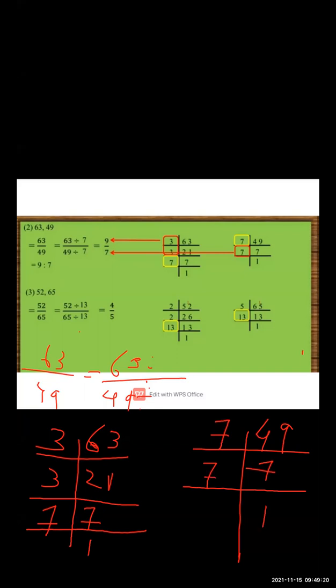We have to remove the common factor. So what is the common factor? 7 7. So we will directly divide it by 7, directly by 7. So 7 9s are 63 and 7 7s are 49. Here we got the answer.